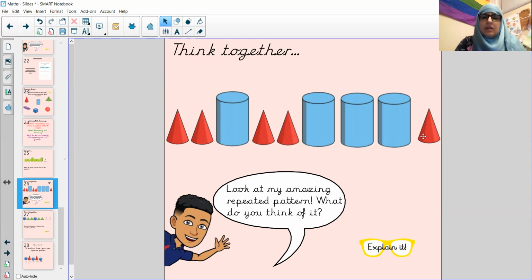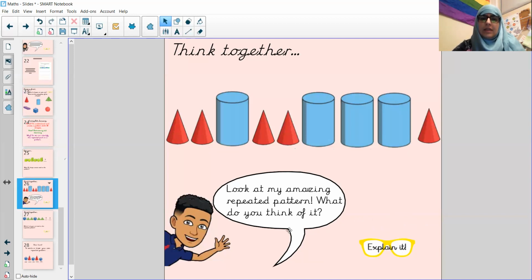Right, I can see looking at Mr. Rogers' repeated pattern that he's made a little bit of a mistake. I wonder if someone is able to explain to me what mistake Mr. Rogers has made. It's okay to make a mistake, able to learn from your mistakes, but what mistake can we tell Mr. Rogers he has made in his repeated pattern?